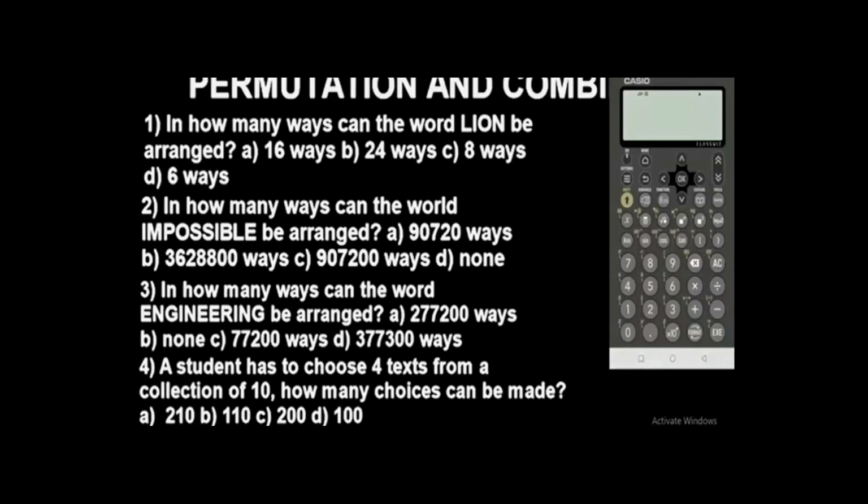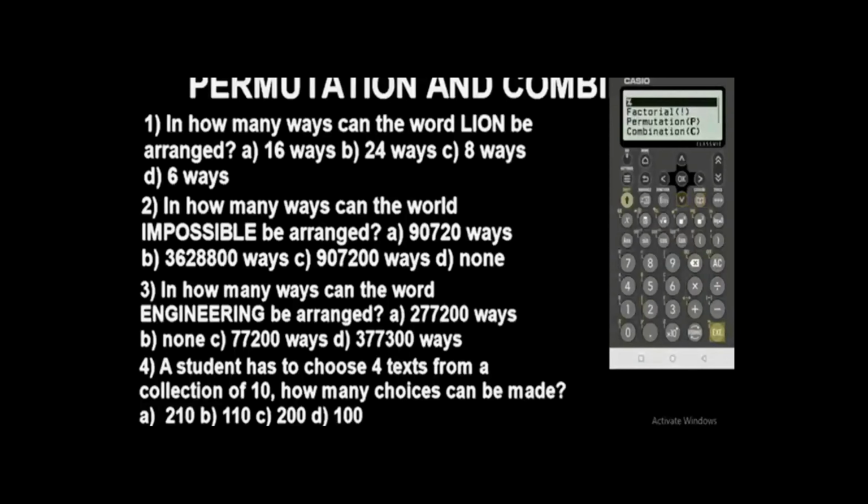So the word impossible has a total of 10 letters that make it up. So it will be 10 factorial over. In the word impossible, we have duplication of letters. For instance, the letter I is appearing twice, so it will be 2 factorial, times another letter being duplicated, which is the letter S, so it will be 2 factorial.